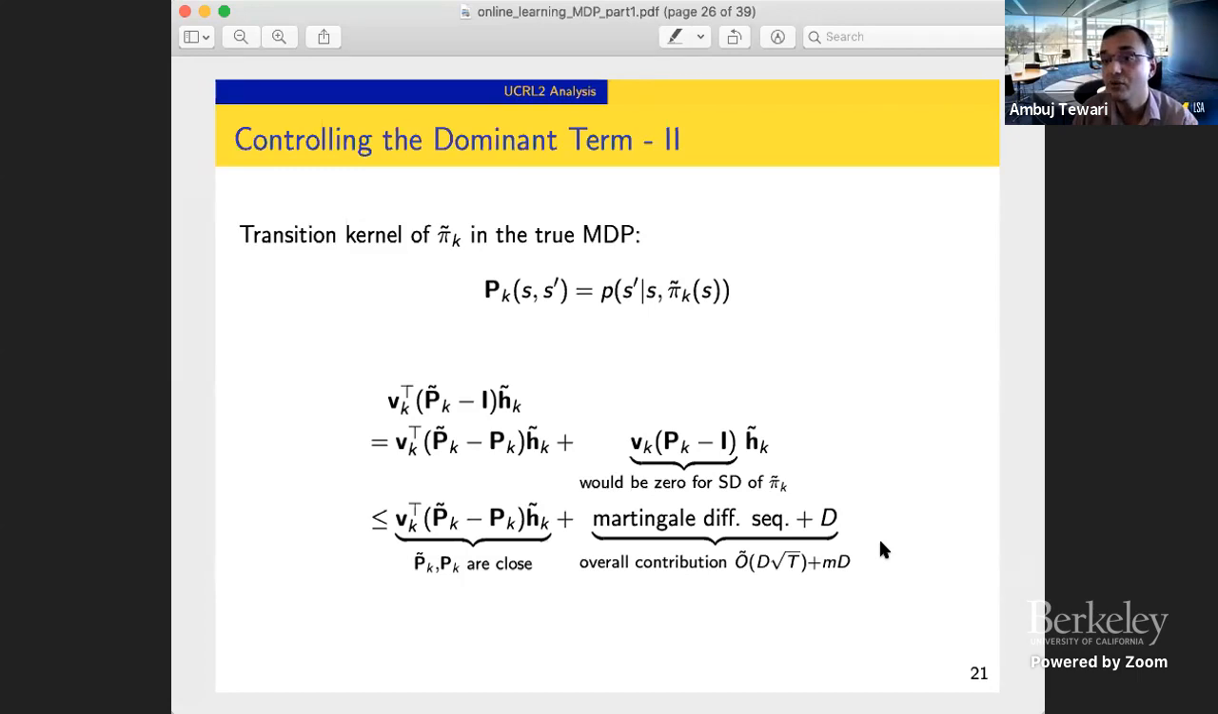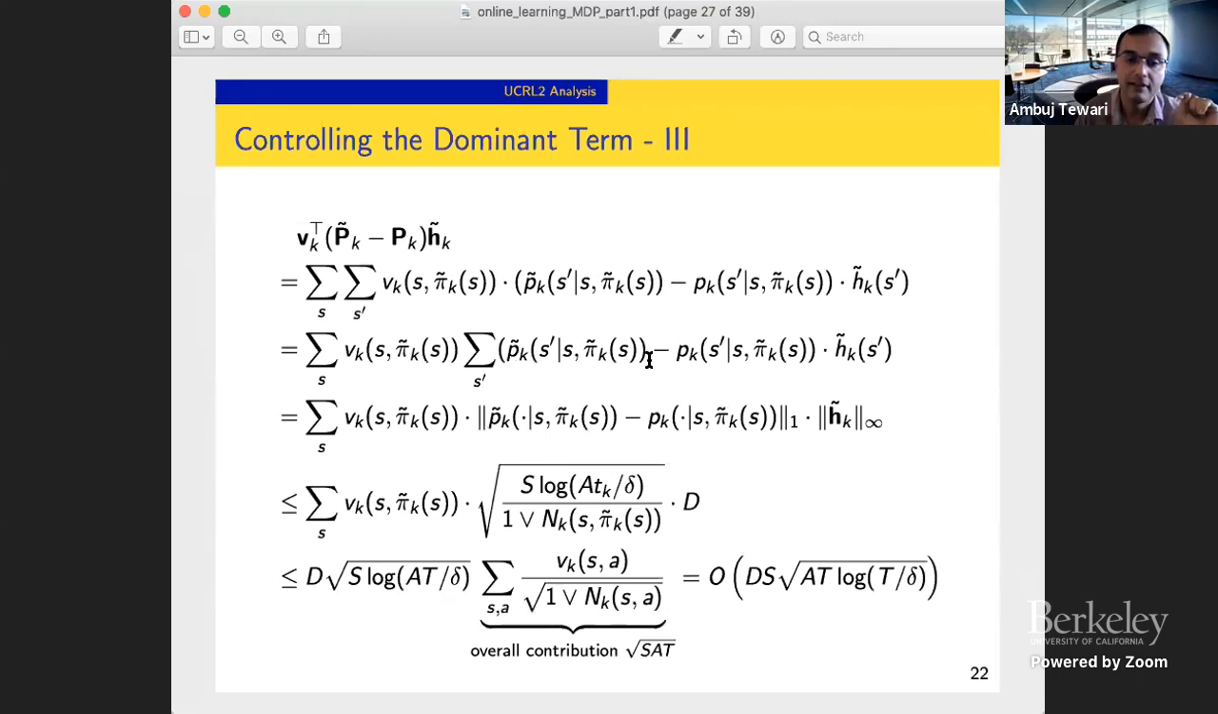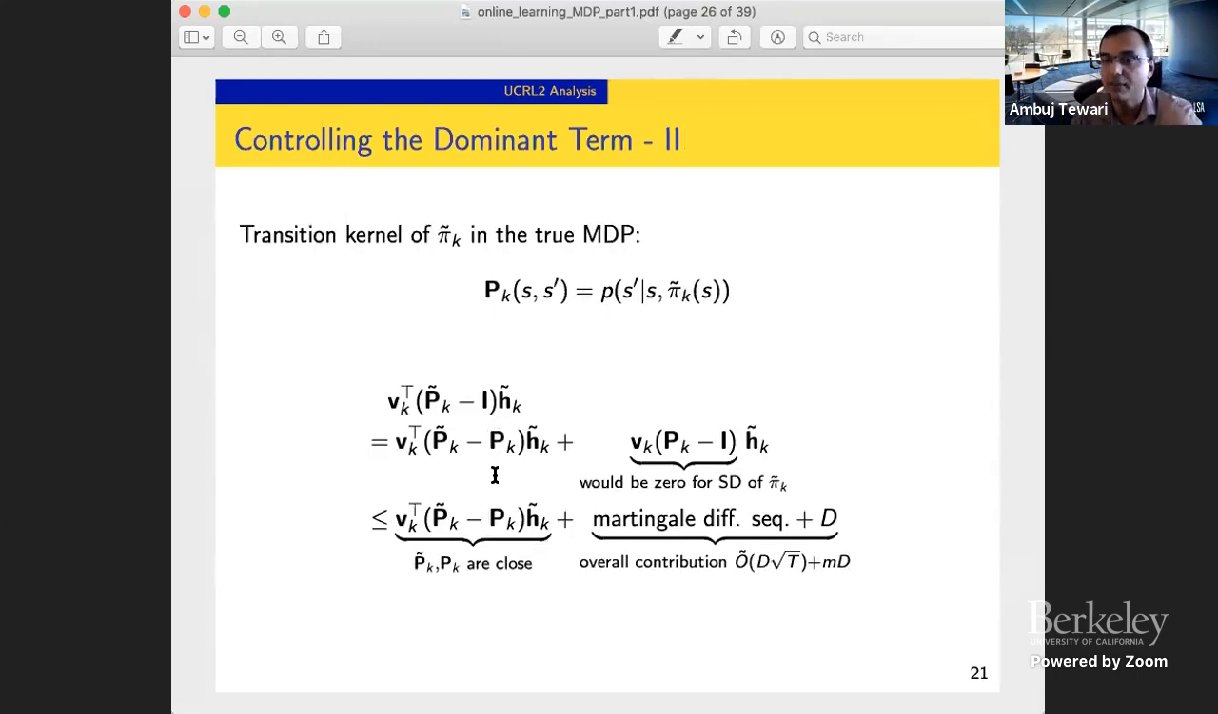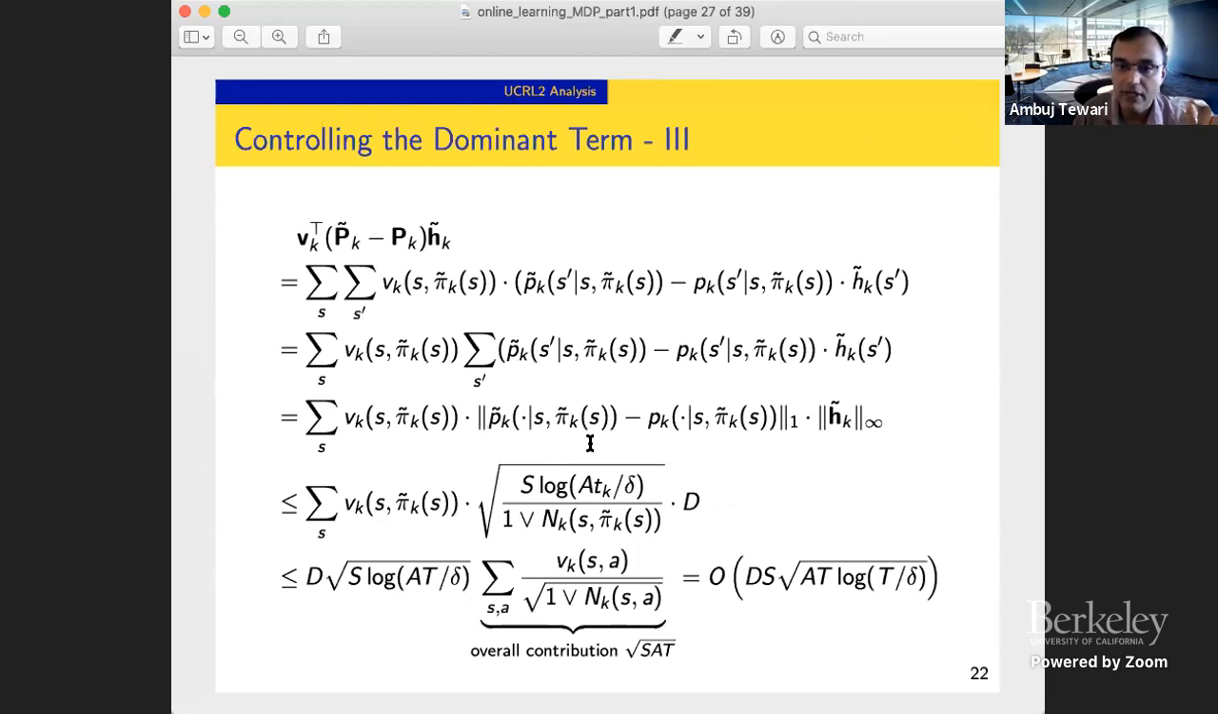But again, this does not give you the dominant term. The dominant term still remains the first term, which is about controlling P tilde and P. Because I have only 7 minutes left, I will spare you the details of the math beyond this. Conceptually, I think the proof finishes here. You still have to do algebra and calculus and control of some finite differences to control this term over all episodes. One thing, to answer a question about why L1 norm: that's because of this dominant term.